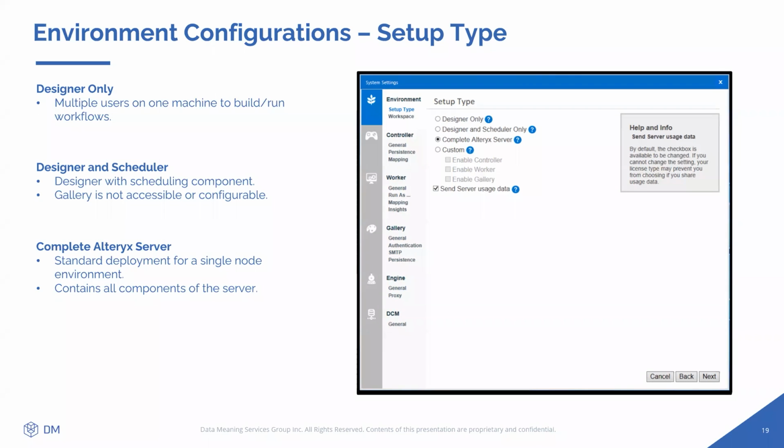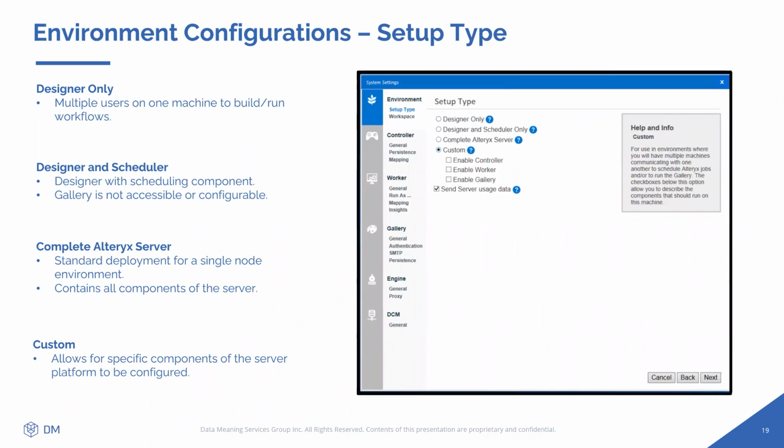And finally, since that is a single node for the complete Alteryx server, when we want to create a multi-machine deployment of the server, I can choose custom. In custom, I can, for example, enable just the worker, just the controller, or just the gallery. For example, in one machine, I can install Alteryx Server and in the system settings just enable the controller. In another Windows Server instance, I install the server again, enable the worker, and make the two computers communicate with each other. We're going to see this again in the next section, on how to scale the server.